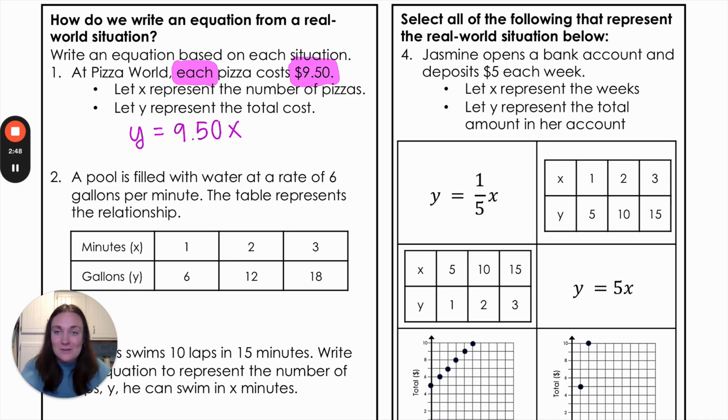And we can also make sure this makes sense. If I buy 1 pizza, so if x is the number of pizzas, 9.50 times 1 gives me 9.50, so that makes sense as my total cost being y.